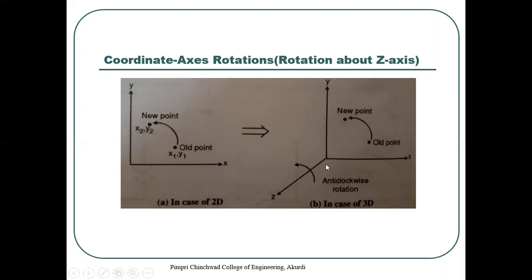So the z coordinate remains unchanged, and the xy coordinates change as in case of 3D. The change will occur in the x and y coordinates, but the z coordinate will remain as it is. After performing the rotation about the z-axis in the anti-clockwise direction, we'll get the x new, y new and z new values.